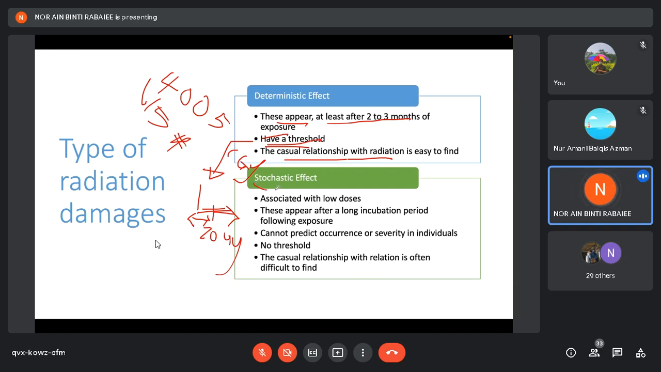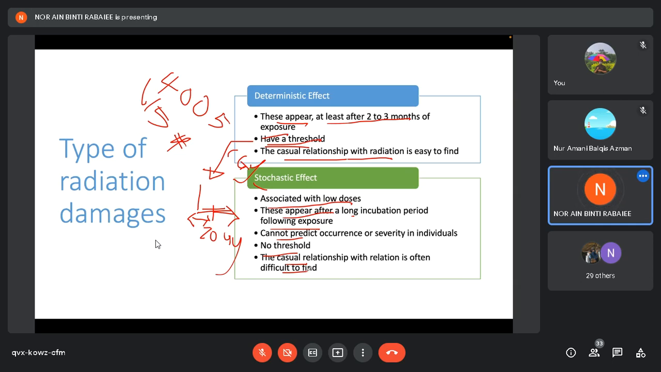The second type of damage is the stochastic effect. The stochastic effect is associated with low doses. It appears after a long incubation period following exposure. With this effect, we cannot predict the occurrence or the severity in individuals. There is no threshold for this effect, and the causality of the relation is often difficult to find.